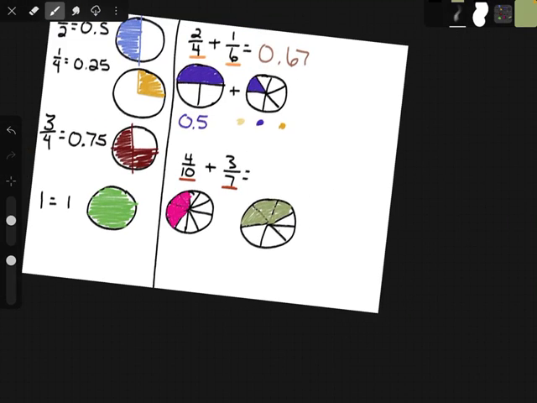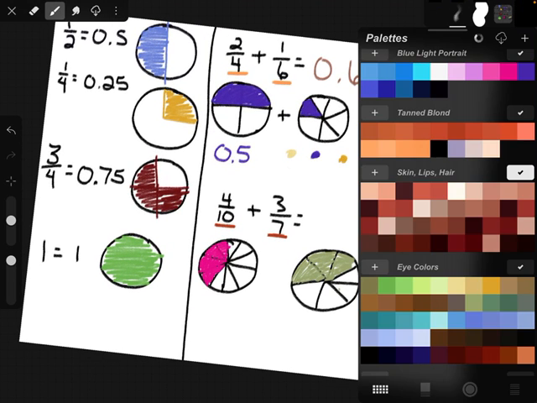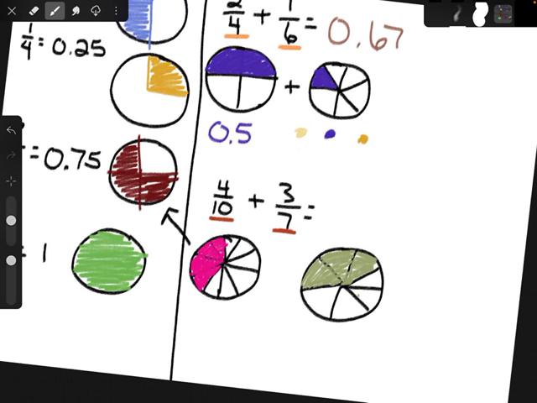Alright. So now we gotta figure out, is it bigger or smaller than the others, right? So, is it bigger or smaller than 1? Smaller, yeah. 1 is way too big. Is it bigger or smaller than 0.75? Smaller. Okay, because it's not quite half. This is more than half. Alright. So it's smaller.